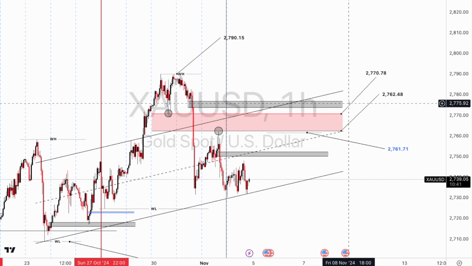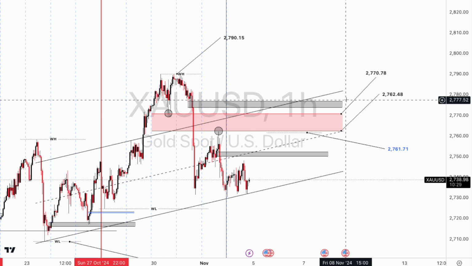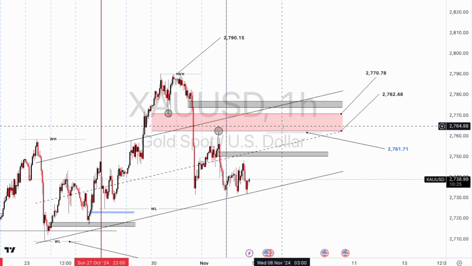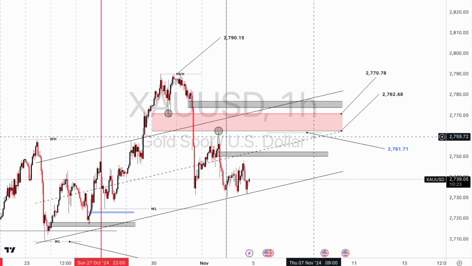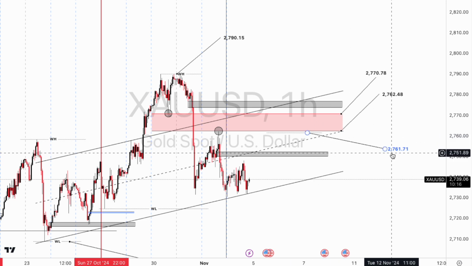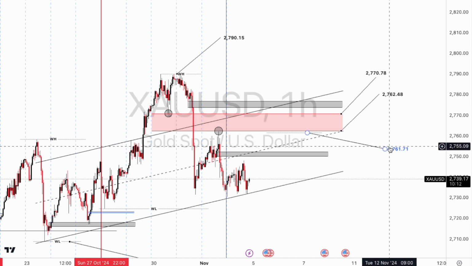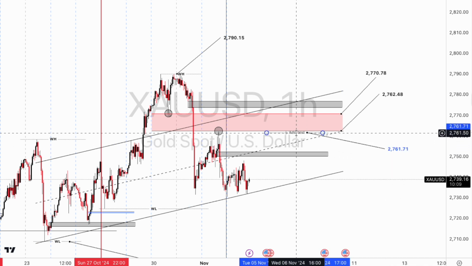The levels for that are 2770.78 on the high side, and 2762.48 on the low side. This level is flaming hot for us should price find its way in there. And the safe entry that I've put in, should price find its way into that zone, is 2761.71. This is the one highlighted in blue, and it corresponds to this location right here.